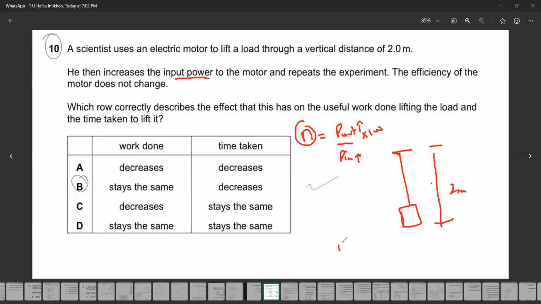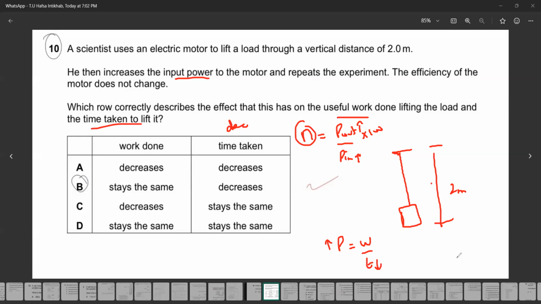And power is work done over time. So if power increases, the time to do the work will decrease. So we'll take a short time. So the time interval should decrease. Which row correctly describes the effect on the useful work done and the time to lift?